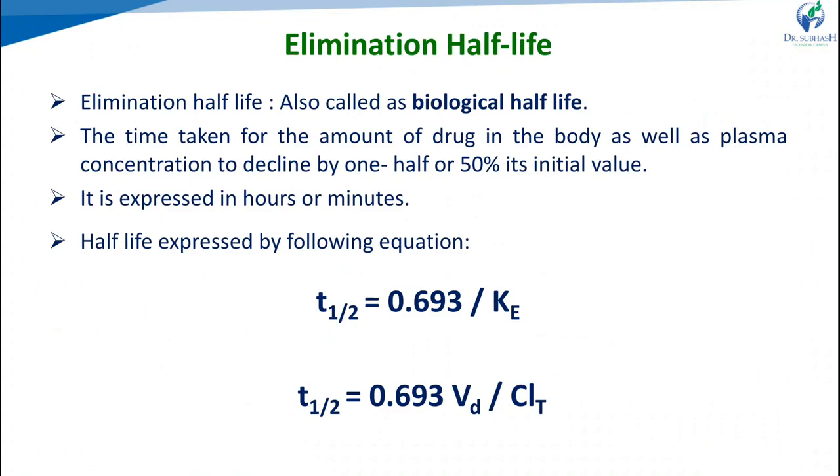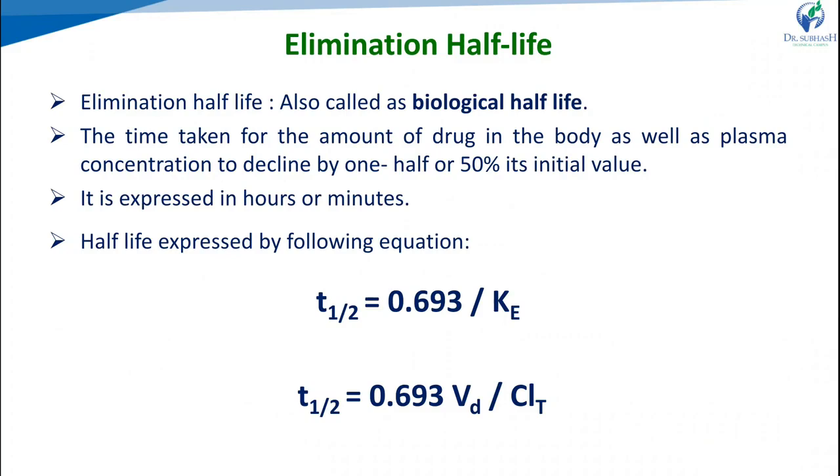The second parameter is elimination half-life, also called biological half-life. It is the time required for the amount of drug in the body or in the plasma to decline to half of its initial value, or 50% of the initial value. That is called the elimination half-life. It is expressed in hours or minutes, and the equation for the half-life is T1/2 is equal to 0.693 upon K. The elimination process or excretion process follows first order kinetics. That's why the half-life equation for first order kinetics is T1/2 is equal to 0.693 upon K.